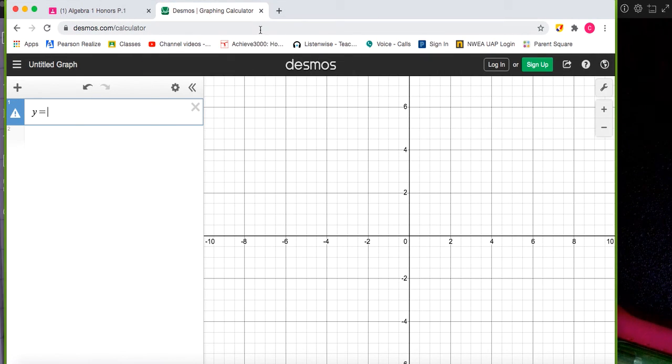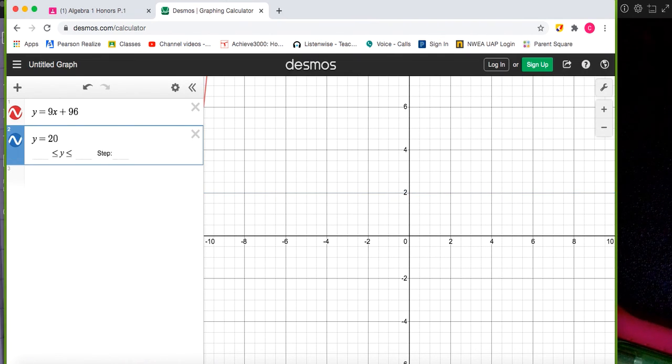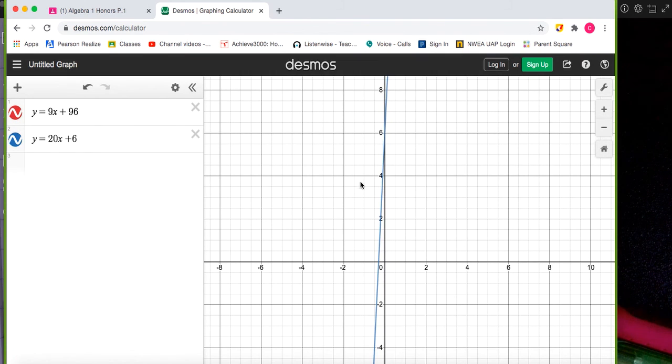All right. This one, guys, desmos.com/calculator. So you just enter them exactly as we wrote it down. Y equals 9x plus 96. So this is going to be Monica's. And then hit the next space to make another equation. Y equals 20x plus 6. Okay, now, you can't see them, right?